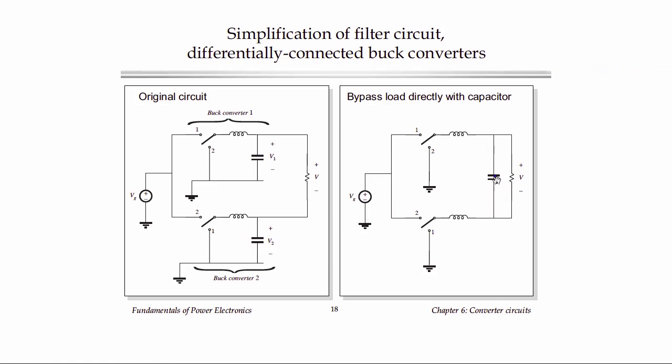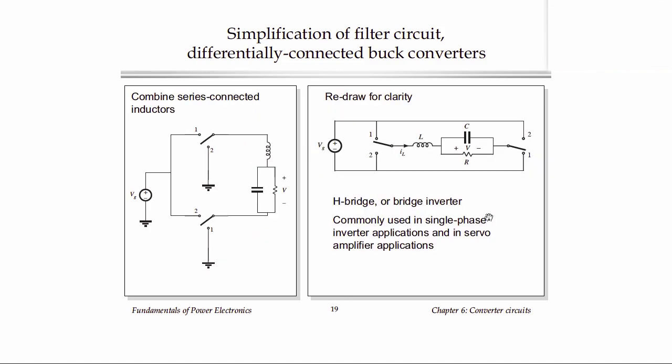Once we do that, you can see that now effectively we have our two inductors in series. So we could take those two inductors and combine them into a single inductor like this, whose value would be the sum of the two individual inductor values. And now you can see we have simply an LC low-pass filter that's taking the differential voltage coming out of the two switch networks and putting that through a two-pole low-pass filter to provide the load voltage.